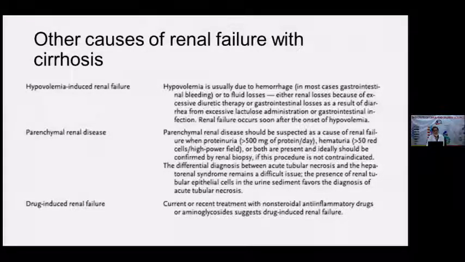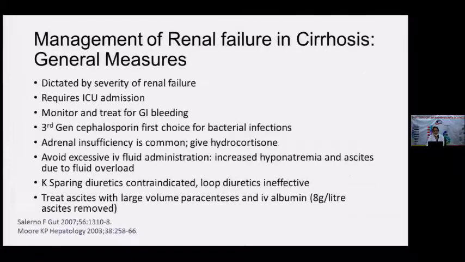Parenchymal disease should be suspected as a cause of renal failure if there is proteinuria of more than 500 milligrams, hematuria of more than 50 RBCs, or both, and ideally it should be confirmed by renal biopsy if this procedure is not contraindicated. Differential diagnosis between ATN and hepatorenal syndrome remains a difficult issue. Presence of renal tubular epithelial cells, as we discussed, favors ATN. Drug-induced renal failure: current or recent treatment with NSAIDs or aminoglycosides suggests the renal failure could be drug-induced.